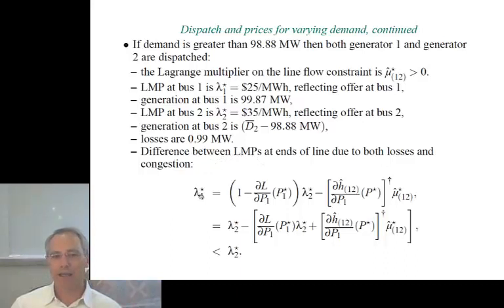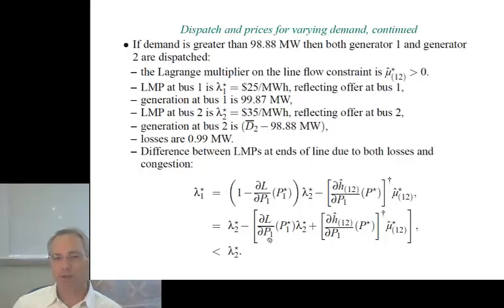So we can see that lambda 1 star is equal to 1 minus dL by dP, P star lambda 2 star minus dH by dP1 mu over line. Let me rewrite this a little bit, pulling out the lambda 2 star, that's the LMP at bus 2 end, but also it's equal to lambda hat star, the LMP on the system constraint, since bus 2 is the price reference bus. I can think of the price at bus 1 to be the price at bus 2 minus these terms.